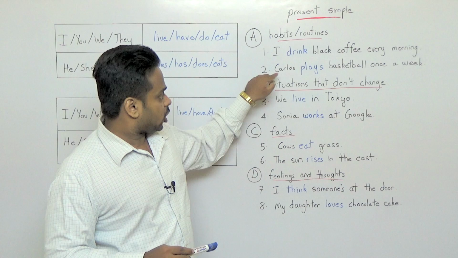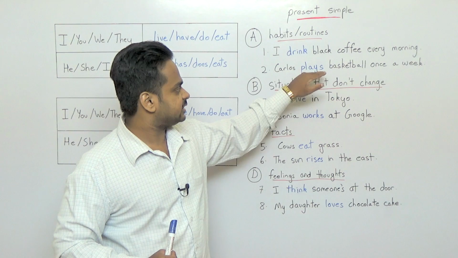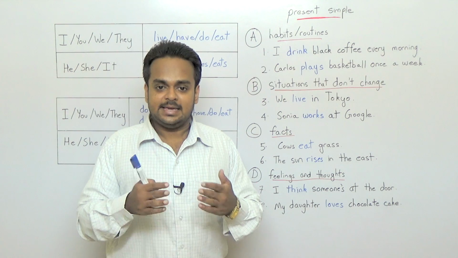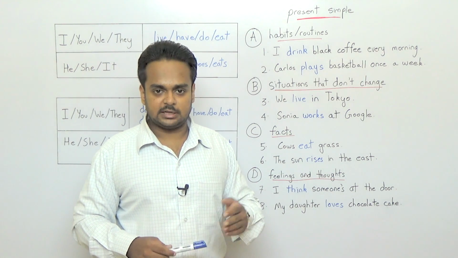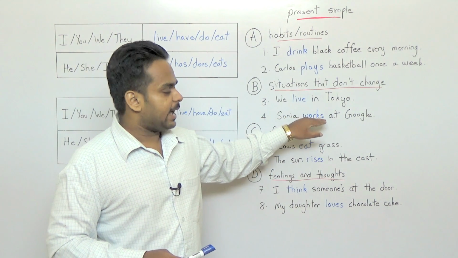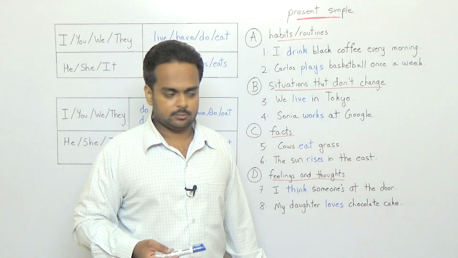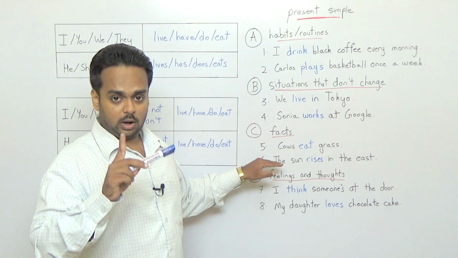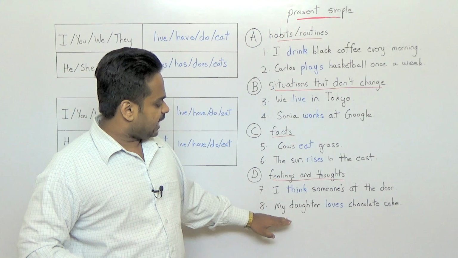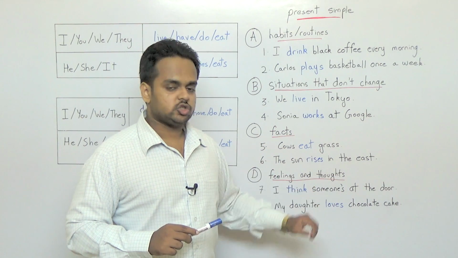So here, Carlos is one person. Carlos is singular, so Carlos plays basketball once a week. Instead of Carlos, we can also say he plays basketball once a week, or she plays basketball once a week, etc. Sonia works at Google. Again, Sonia is one person. Instead, we can say she works at Google. The sun, there's only one sun, so the sun rises in the east. And in this last example, my daughter is a singular noun, so my daughter loves chocolate cake.